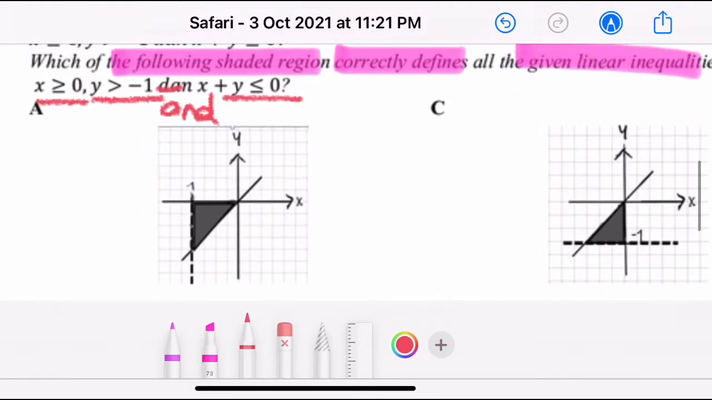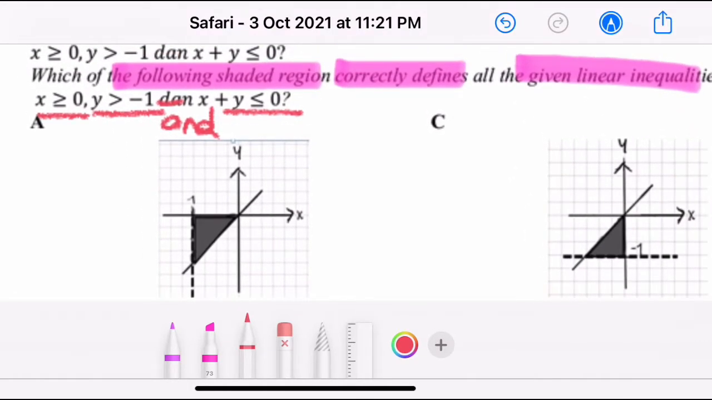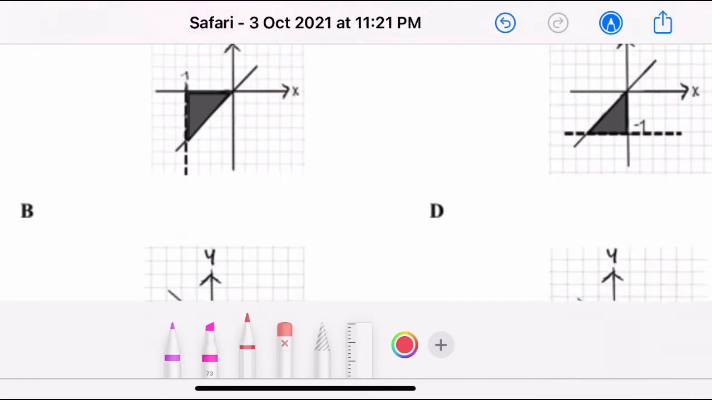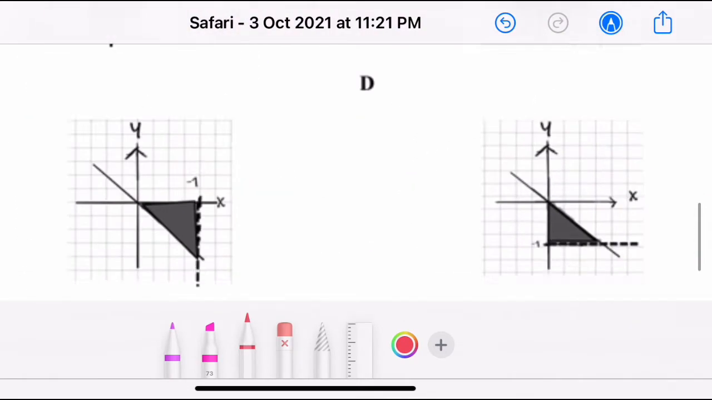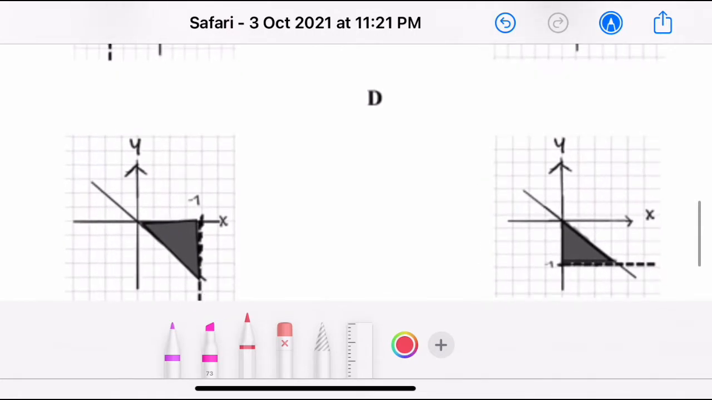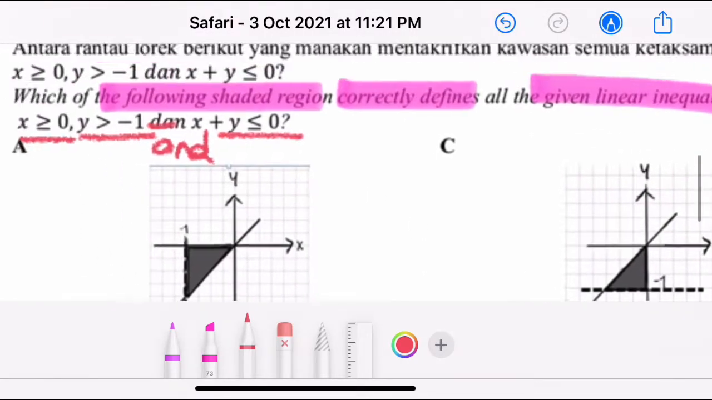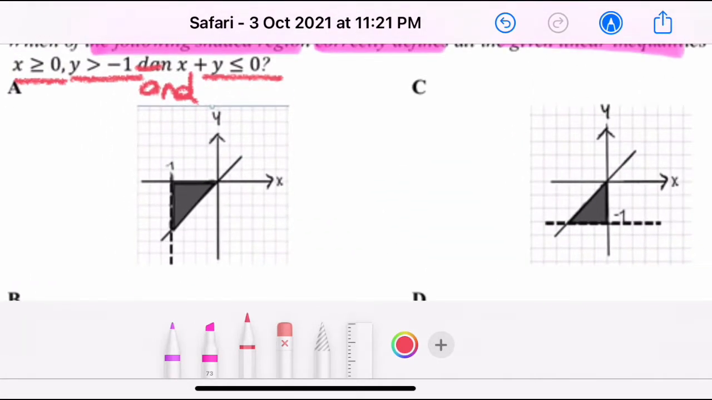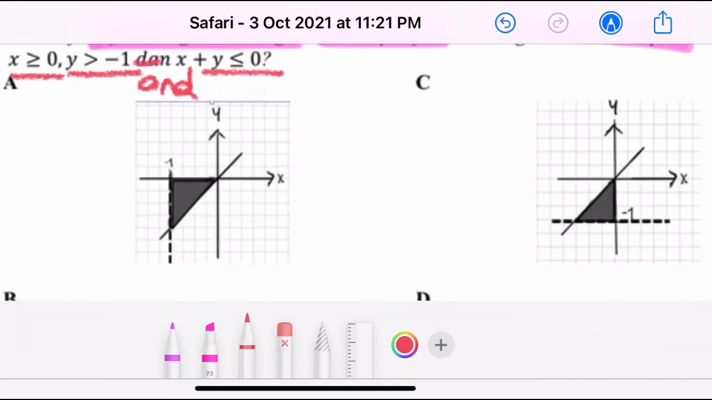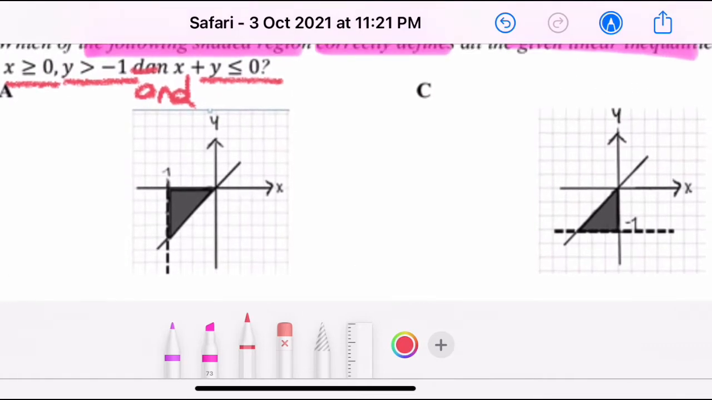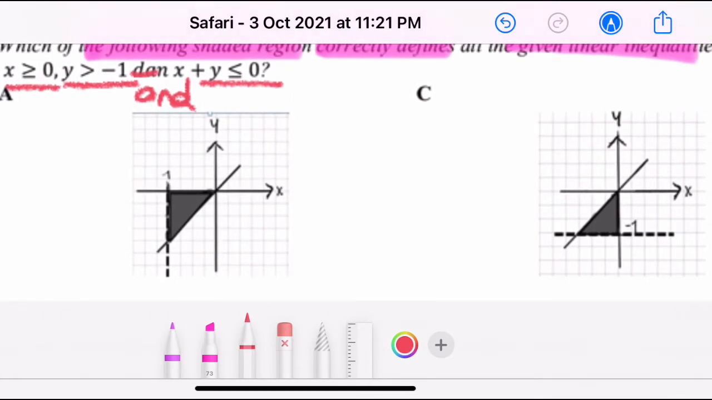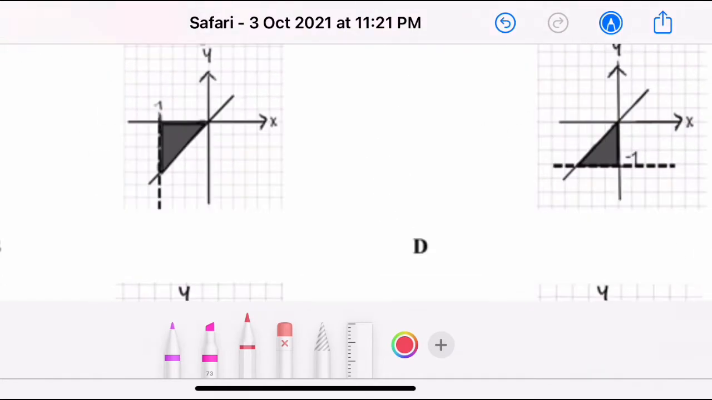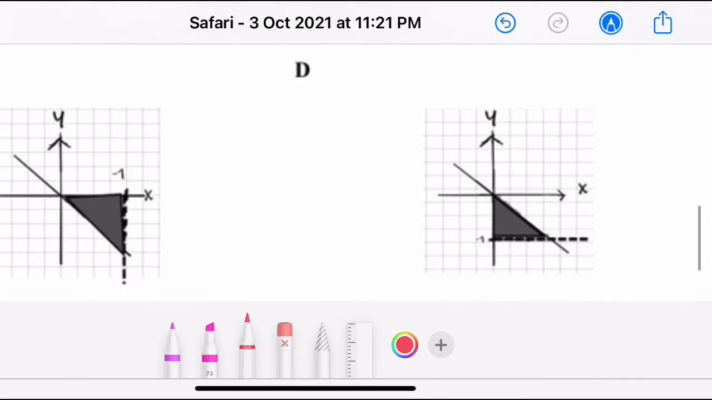So I'm going to explain to you using Desmos. After you observe, you will see which triangle actually satisfies the three inequalities. As you can see, x greater than or equal to 0 is always shaded to the right, y greater than -1 is always shaded above y equal to -1, and then y less than or equal to -x, you can shift the x, so it's always below the line. So obviously this is the answer, right?